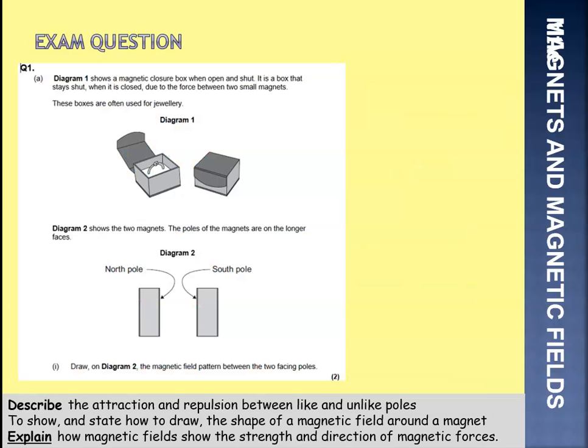Okay, to finish off, I'm going to give you an examination question to look through. So pause the video at certain points to read through there. It shows a magnetic closure box when open and shut. It's a box that stays shut when it's closed due to the force between the 2 small magnets, and they're used for jewellery. Diagram 2 shows those 2 magnets, and the poles are on the longer faces. So we need to draw the field pattern between the 2 facing poles. So have a go at that.